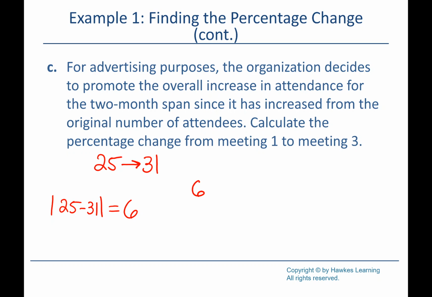So then we do 6 divided by, which one? 25, yeah, the original, 25. So 6 divided by 25, that's 0.24. Change that to a percentage. 24%. Was it increase or decrease? Increase. We went from 25 to 31, so it was an increase.